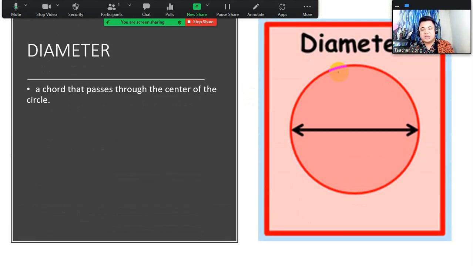Now, let's have the special type of chord, the diameter. A diameter is a chord that passes through the center of the circle. Just like what you are seeing, if this is the center A, and then we draw a segment that passes through it, let's say this is a perfect segment, BC. So segment BC is a chord, the diameter of this circle A. So take note of that. The diameter is also a chord that passes through the center of a circle. It's the only chord that passes through the center of the circle.